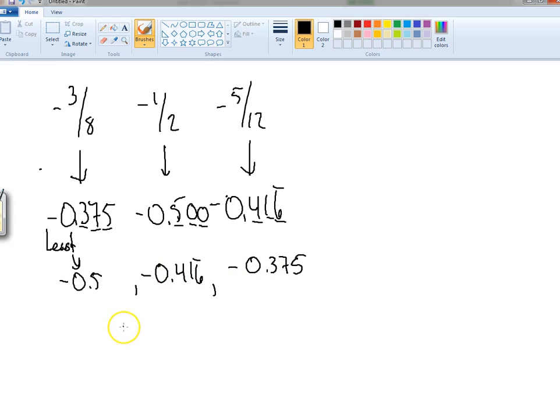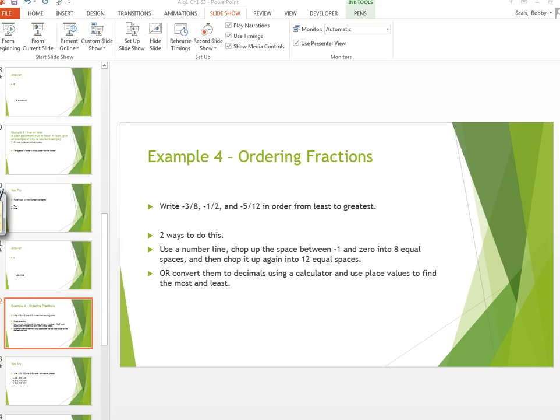We need to write these as our original numbers because they were given to us as fractions. So we need to rewrite this as negative 1/2. We need to rewrite this one as negative 5/12, and we need to rewrite this as negative 3/8. So those are both ways you can do this. You can either use a number line to chop them up evenly or convert them to decimals.